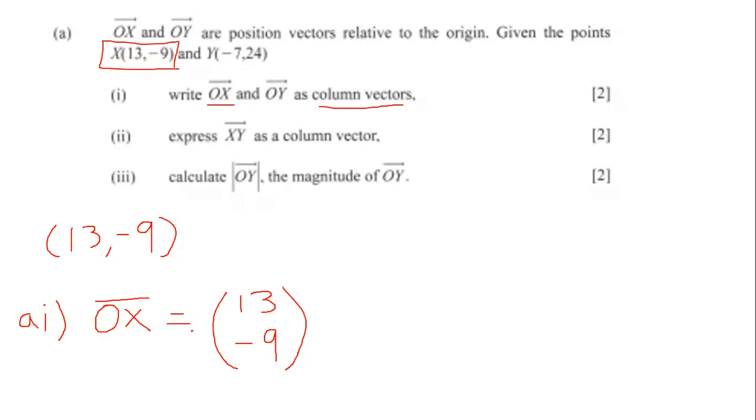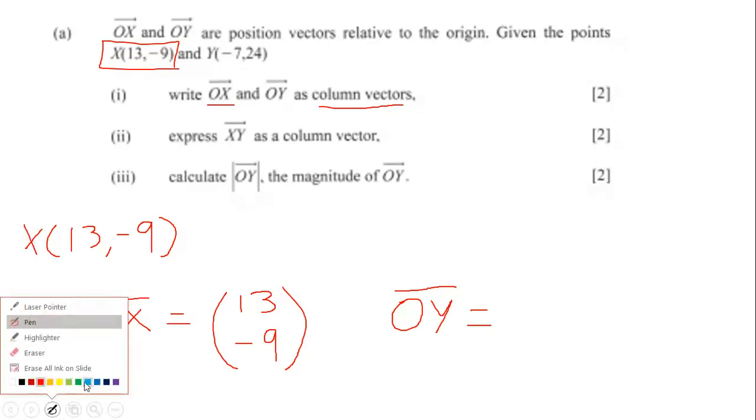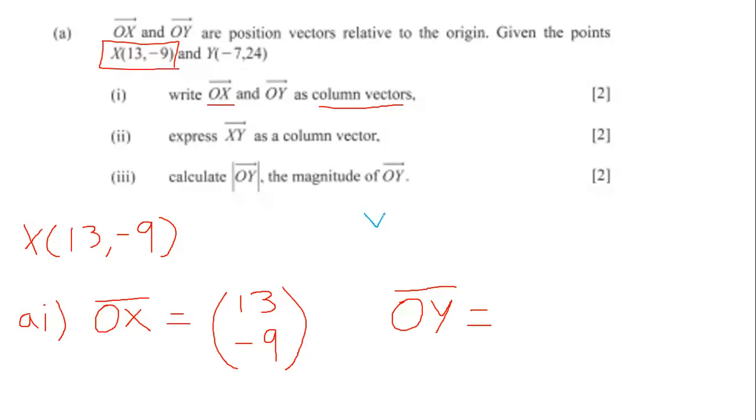So since we know what OX is, 13 and -9, what do you think OY would be? Now remember, all we're doing is shifting the orientation of this point. So this is the point X. And let me use a different color. Let's look at the point Y. Now the point Y is -7 and 24. And notice that the orientation of how we write this is horizontal.